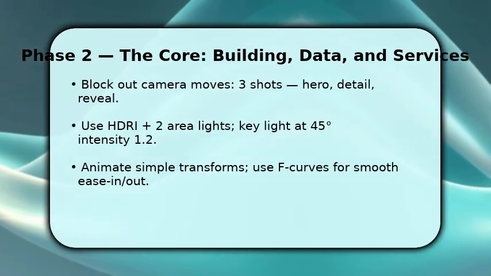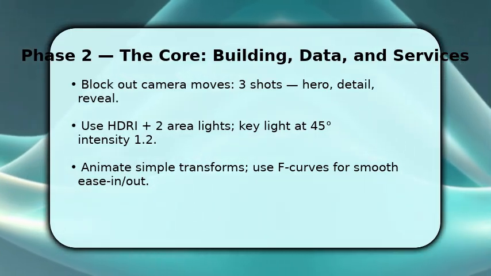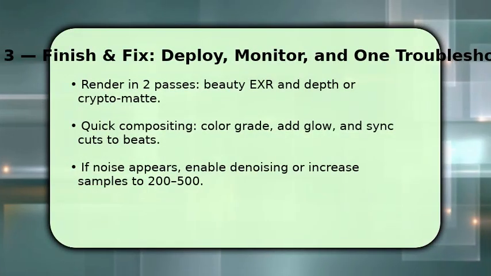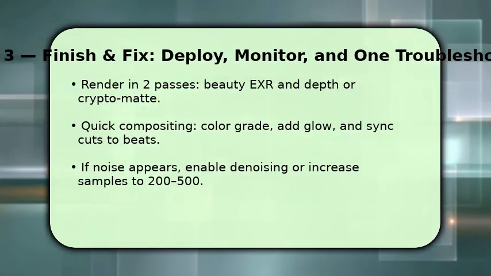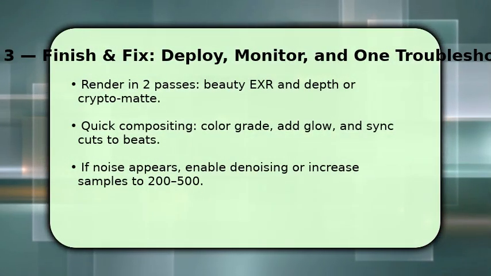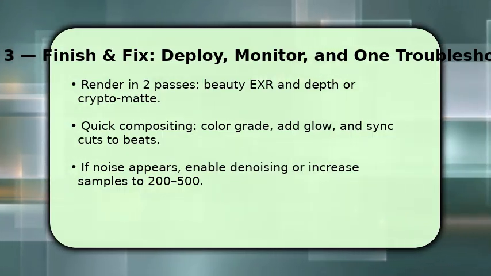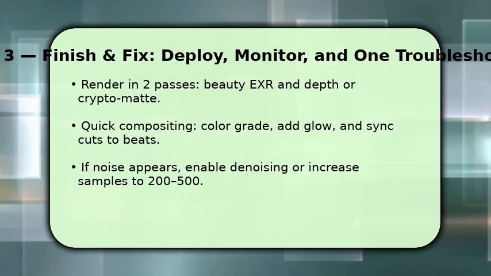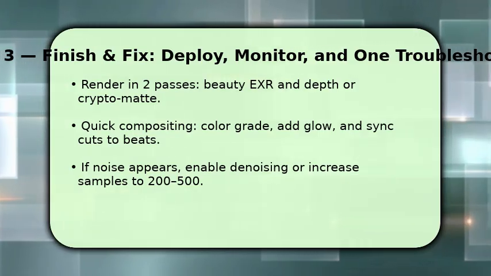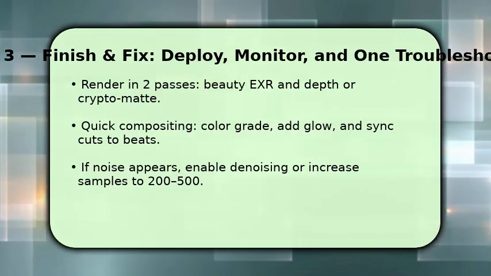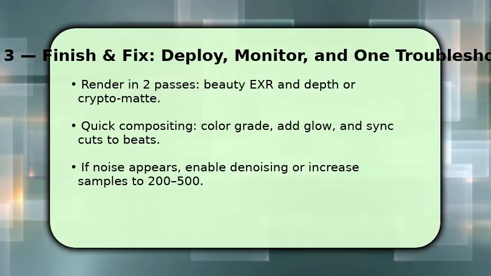You finish by rendering smart. Output a beauty EXR and a pass like depth or cryptomatte for fast adjustments. In the compositor, color grade, add subtle glow and sync your cuts to the music beats. This sells rhythm. Once done, export H.264 for review and ProRes or higher for delivery. If you see noise or blotchiness, make sure to enable denoising or raise samples to between 200 and 500.